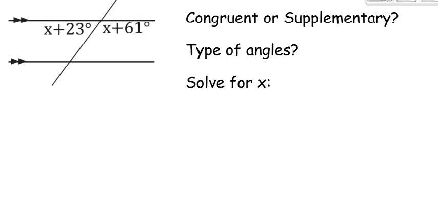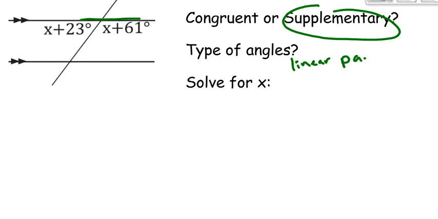All right, these are a linear pair, which makes them supplementary. Notice that they make a line. They're supplementary, linear pair, which means when I add these two together, I should get 180. And there's your equation.